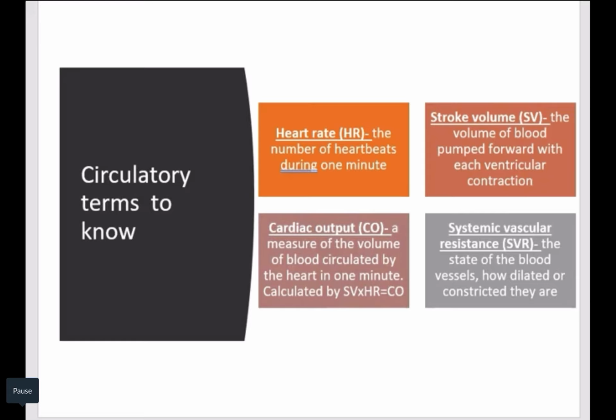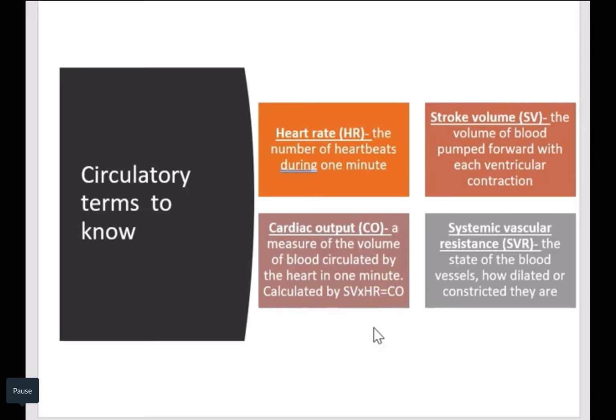Stroke volume is the amount of blood that's pushed forward out of the heart with each ventricular contraction. So 1 beat, this is how much blood comes out of my left ventricle. The cardiac output is simply taking the heart rate and multiplying it by the stroke volume, which gives me the total amount of blood pushed out of the left ventricle in 1 minute. So stroke volume times heart rate equals cardiac output.